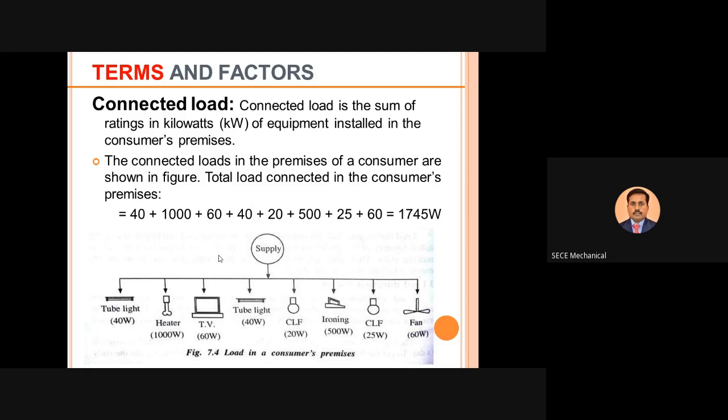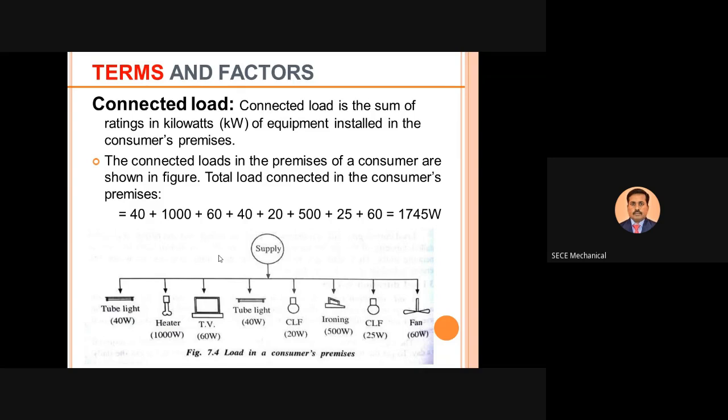So a tube light may require 40 watts, a heater may require 1000 watts, a TV if you use may require 60 watts, a tube light 40 watts, a CFL bulb in the house 20 watts. An iron box if you use in a house requires 500 watts. Another CFL bulb of 25 watts is required, and a fan 60 watts.